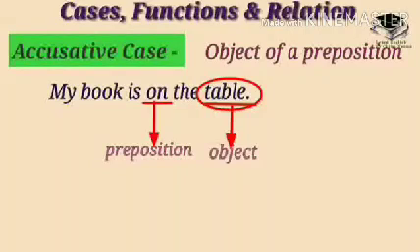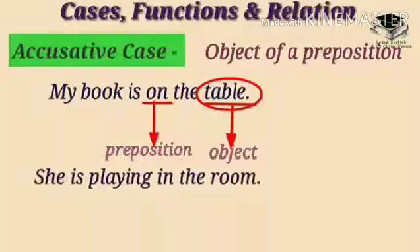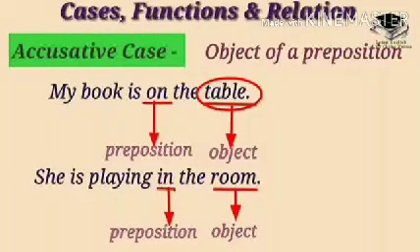Okay, and she is playing in the room. So here room is the object and before it the preposition in is used. So here room is accusative case. Understood?